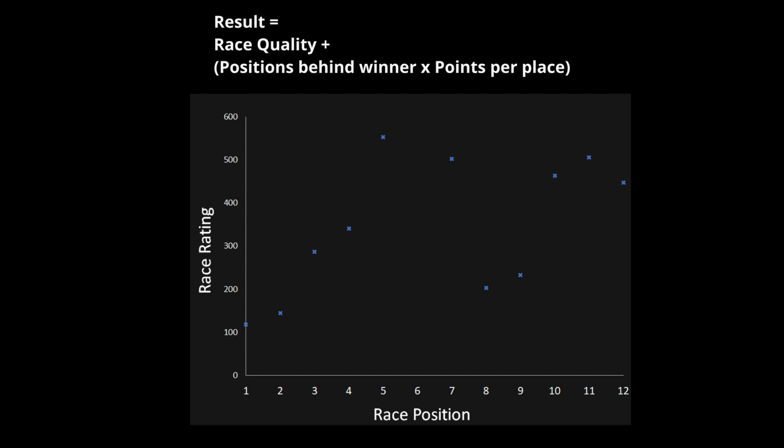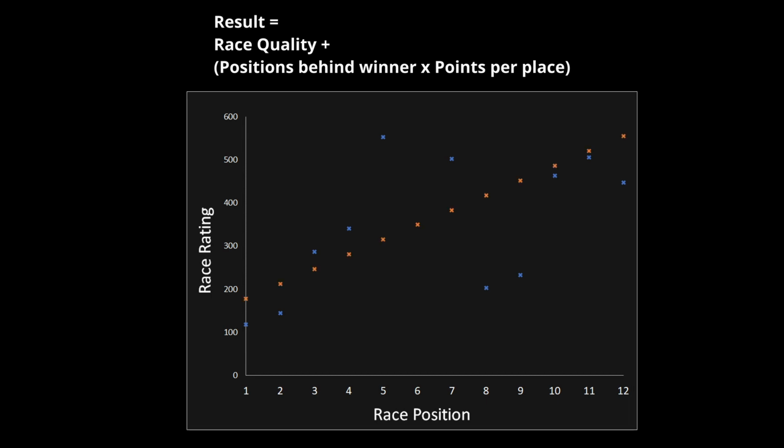The blue points are the race ratings before the race, and the orange points are the race ratings for the race. As we might expect, those with lower race ratings tend to do better in the race, having lower race position, and as we should expect from the formula, there's a straight line from the first position up linearly to the last position, going up in the same increments.